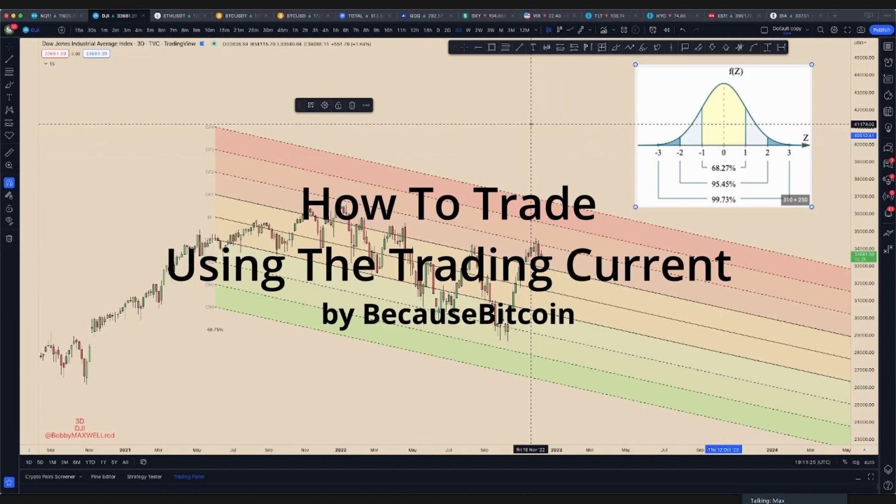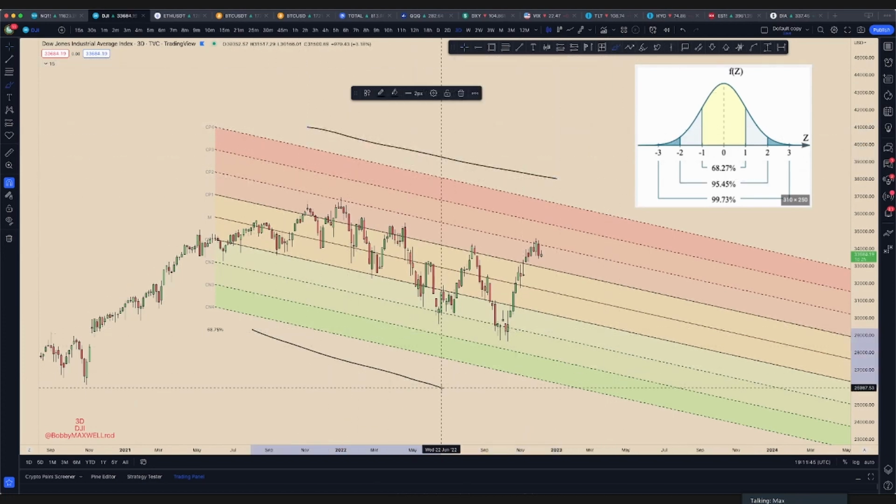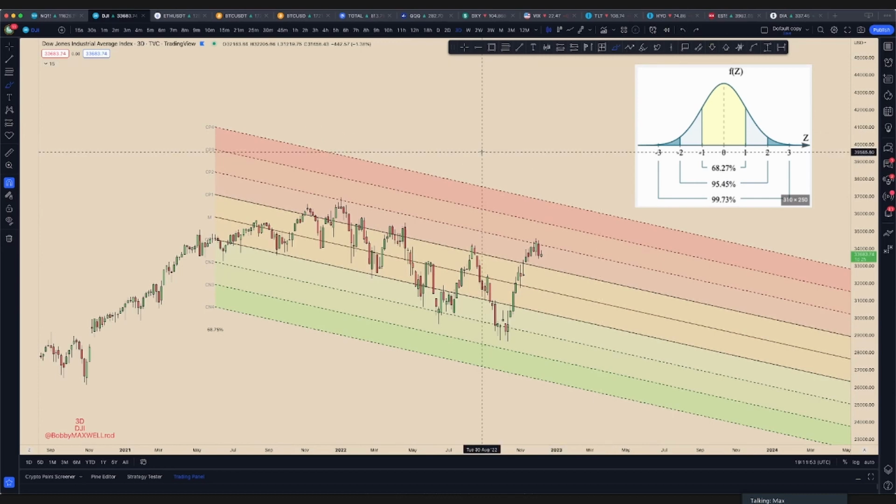Today, we are going to be discussing the custom trading indicator created by Because Bitcoin called the trading current. Now, just a little bit of background on it. It's called the trading current because it's like a current of a river. It's much easier to swim downstream rather than upstream. So, obviously, looking at the chart right now, we are in a downtrend. So it's probably best to be looking for shorts in theory because it is much easier to swim downstream. The trend is your friend.